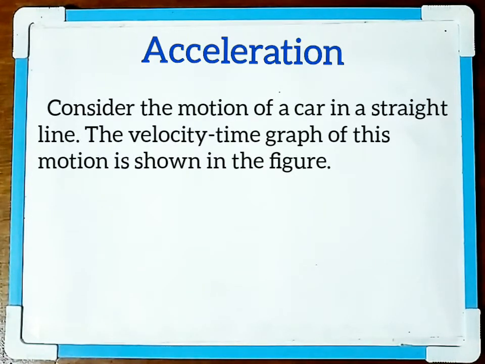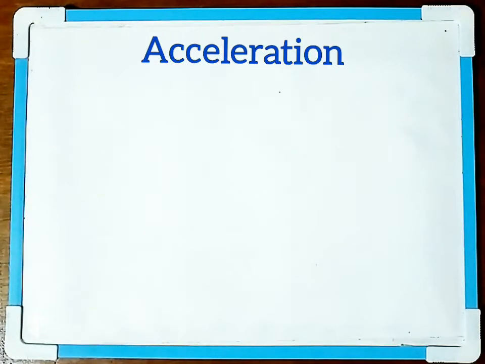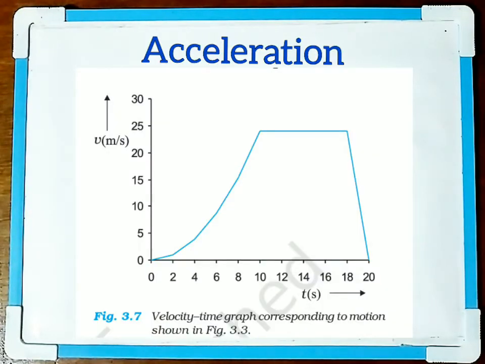In the motion of the car in a straight line, the car may not always travel with the same velocity. Its velocity may change over time. For example, let us consider this velocity time graph of the motion of a car in a straight line. And as you can see from the graph, the velocity of the car changes with time.